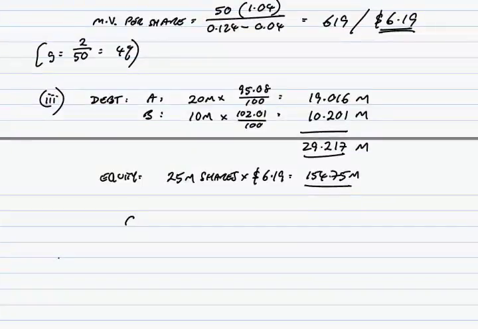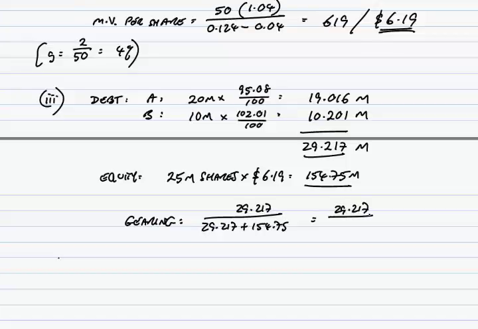And so finally the gearing. Again, he's defined it, so debt 29.217 over debt plus equity is what? 29.217 divided by 183.967, which comes to 0.158 or 0.159, 15.9%. It doesn't matter, either I leave it as a percent, as I've done, or 0.159.